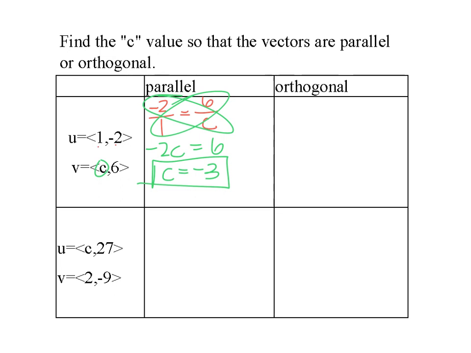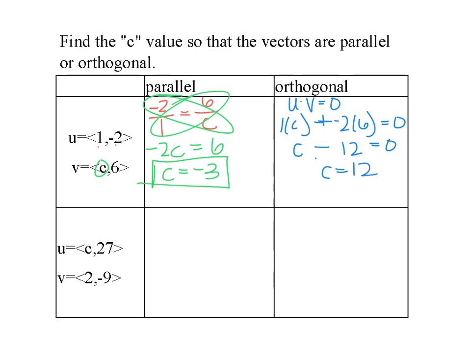To find out if they're orthogonal, remember, that's where your dot product is equal to 0. So the dot product of u and v is going to be 1 times c plus negative 2 times 6, and that would have to equal 0. So c minus 12 would equal 0. So to solve for c, c would have to equal 12 in order for those to be orthogonal.